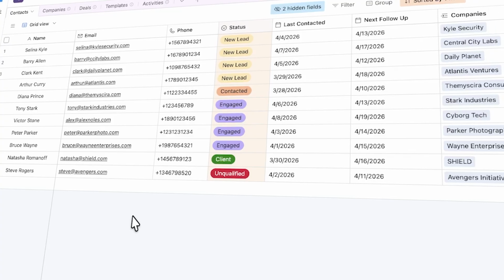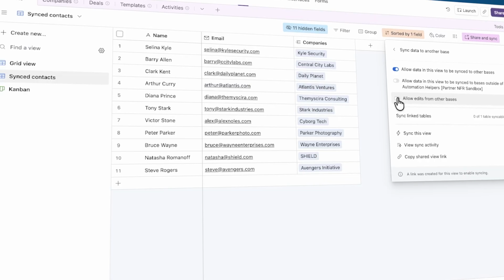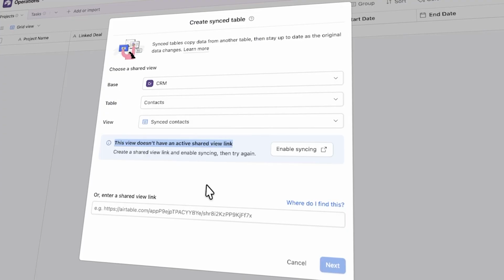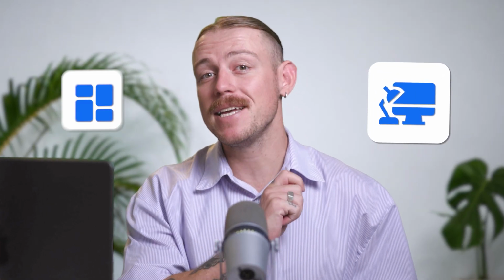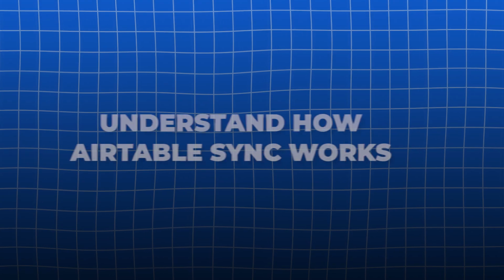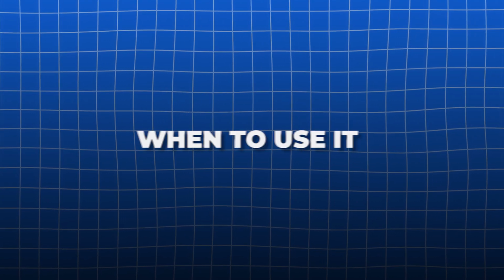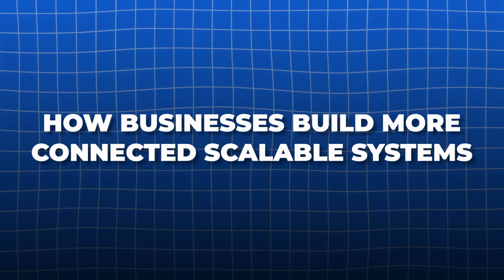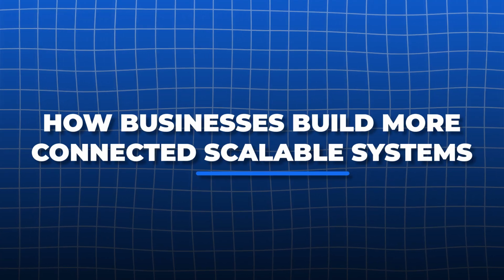Today, we're taking a deep dive into Airtable Sync, one of the most powerful features for building scalable Airtable solutions. Whether you're connecting multiple teams or departments, creating client workspaces, building executive dashboards, or simply trying to keep your data consistent, Airtable Sync allows you to maintain a single source of truth. By the end of this video, you'll understand exactly how Airtable Sync works, how to set it up, when to use it, when not to use it, and how businesses are using it to build more connected and scalable systems.